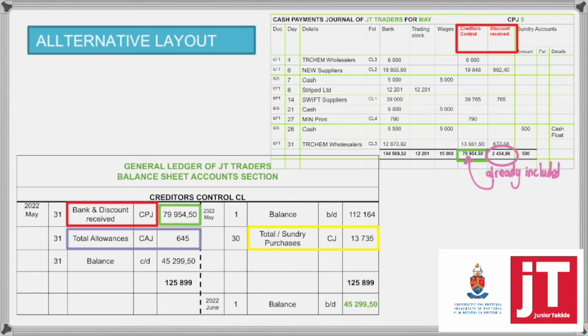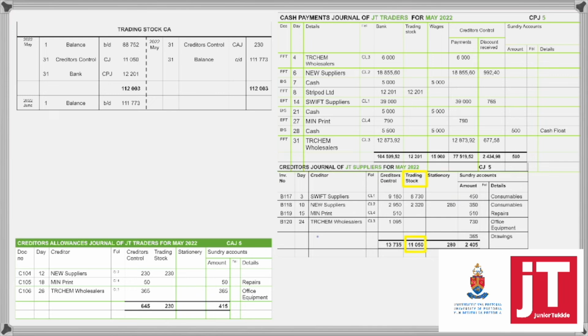And then, as I said, the rest of the posting stays exactly the same. Then if we have to now continue just normal posting, remember the rule for posting from the creditors journal. If we look at the other accounts, trading stock was one account that we had to post to. It's an asset, so we have a balance brought down from the previous month. The rule for the creditors journal here says creditors control, debit the rest. So I look for the trading stock account or column and I post the total. Creditors control CJ and the total there.